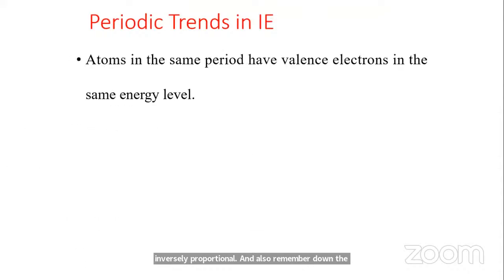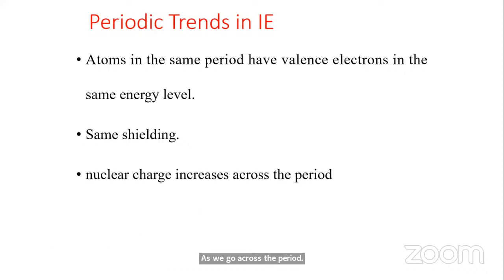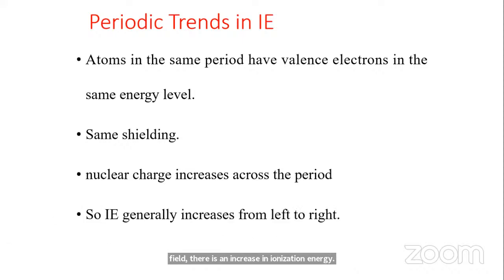Now the periodic trend. As we go across the period, the elements are in the same energy level. So we expect that as we go across, the size decreases, and so we expect the ionization energy to increase as we go across the period. Generally, as we go across the period, there is an increase in ionization energy because the nuclear charge increases. So generally, ionization energy increases from left to right across the periodic table.